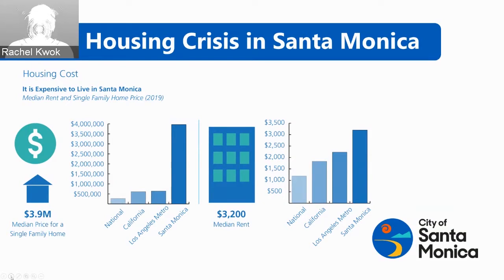And renting doesn't offer much more relief, because we're seeing a median rent of about $3,200 for a 2-bedroom apartment in Santa Monica. Compare that to the national average, which is slightly over $1,000 per month for a 2-bedroom apartment.